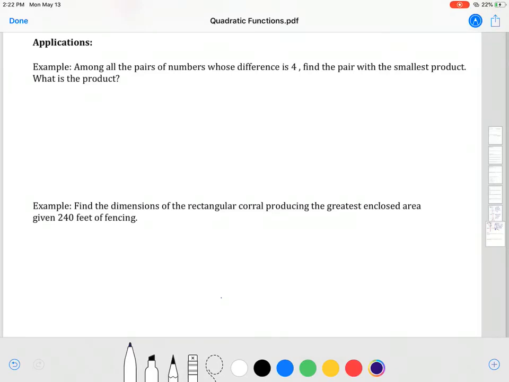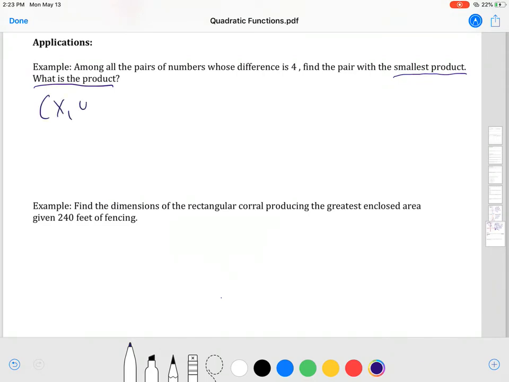In this video, we're going to talk about quadratic applications. In the first example, it says, among the pairs of numbers whose difference is 4, find the pair with the smallest product. So we want to find the pair of numbers whose difference is 4, and when I multiply them together, it's going to give me the smallest product. So I've got to find that pair of numbers, and then I also have to find the product, what you get when you multiply them together.